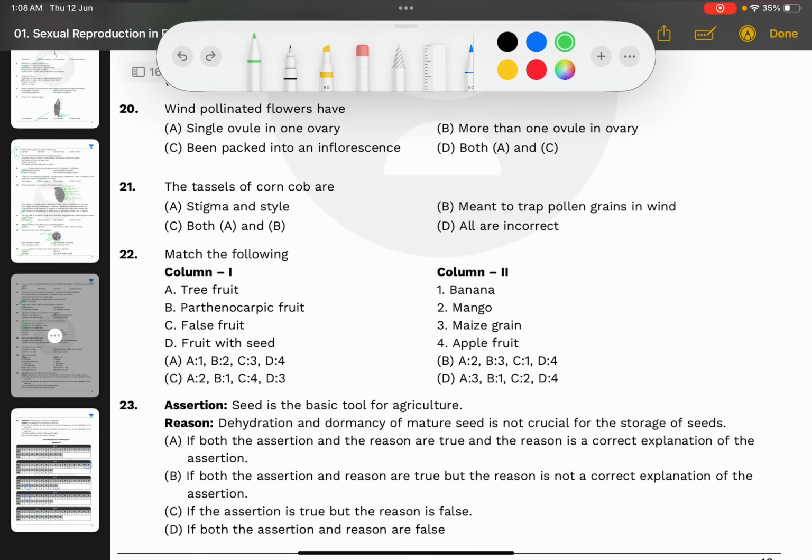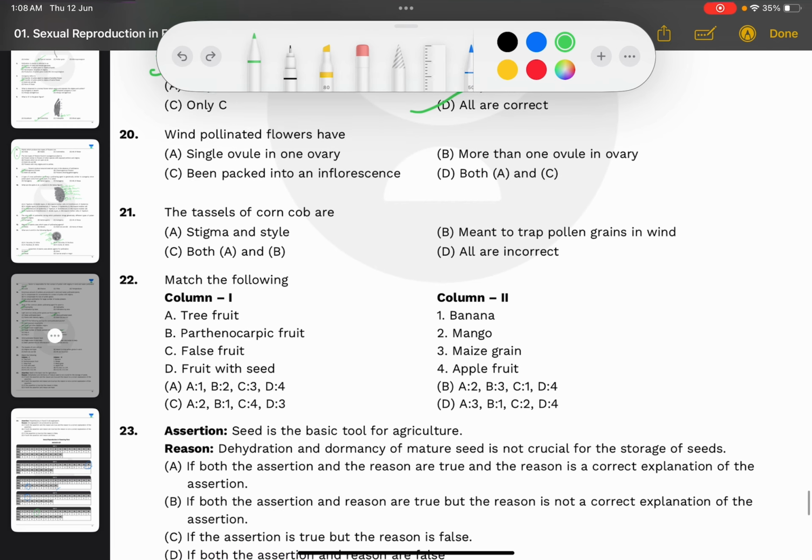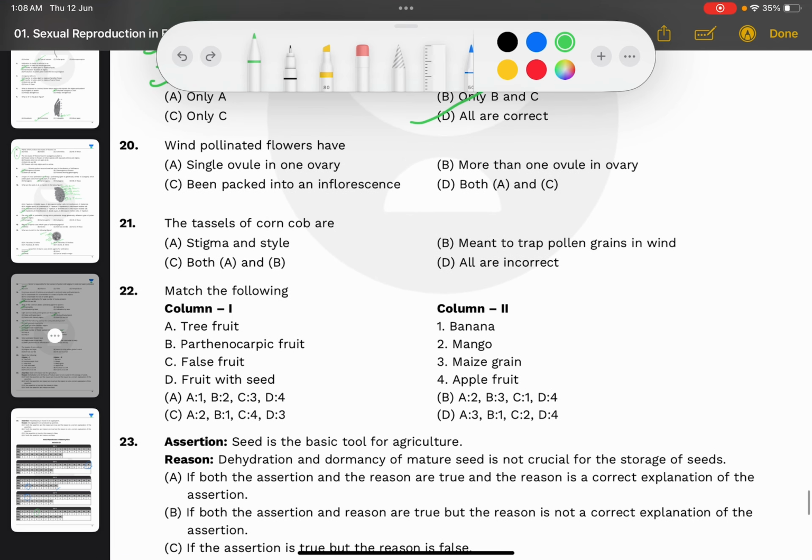That is, wind pollinated flower have single ovule in the ovary, yes. More than one ovule in the ovary, no. Being packed into the inflorescence, absolutely right, D option. The tassels of corn cob are the stigma and style, both A and B meant to trap the pollen grain. Absolutely right, 21 ka C will be the answer.